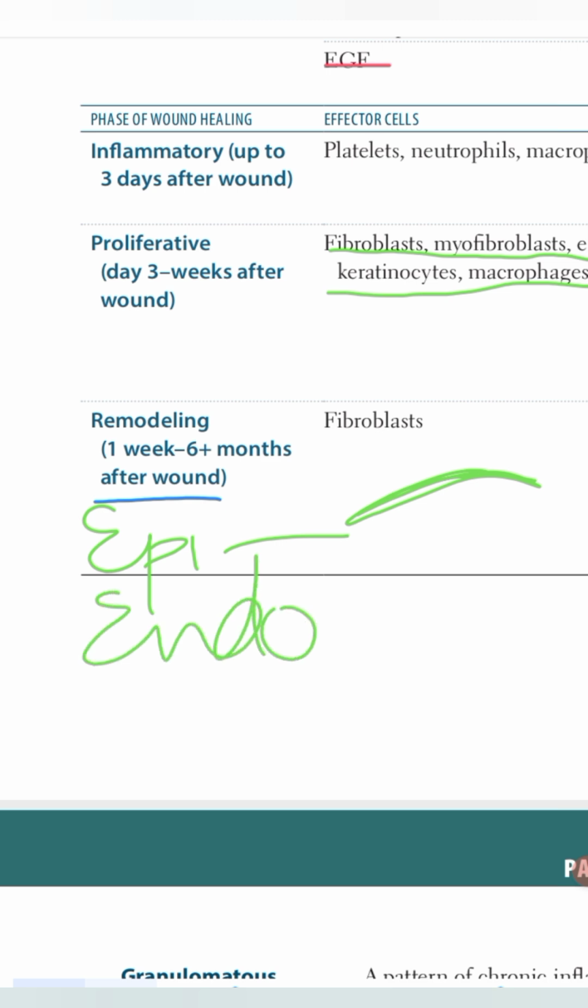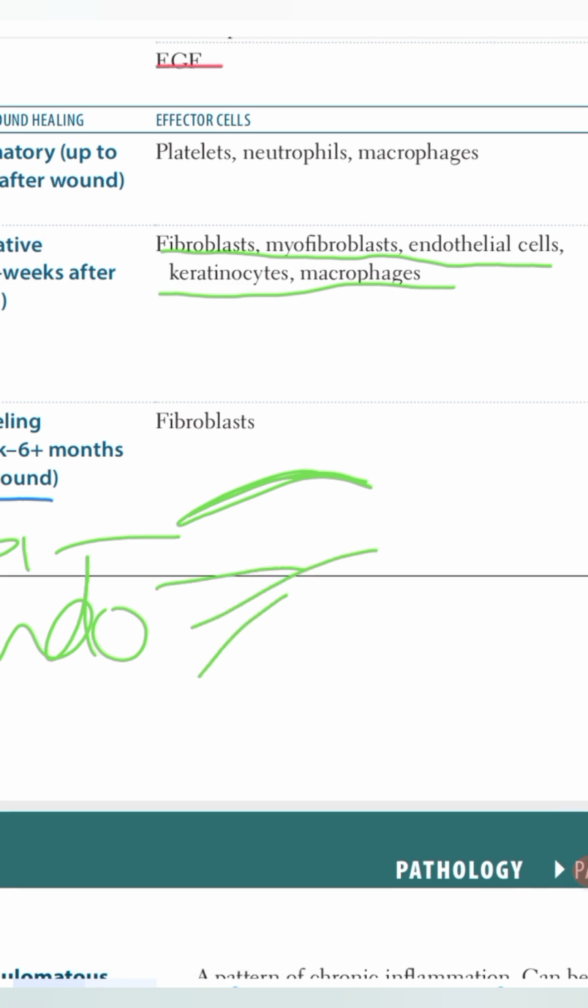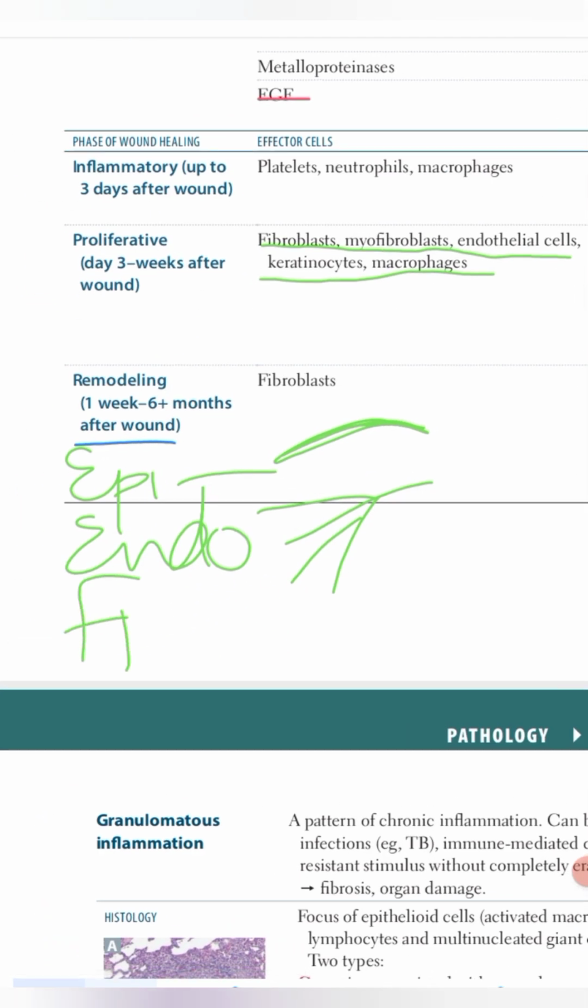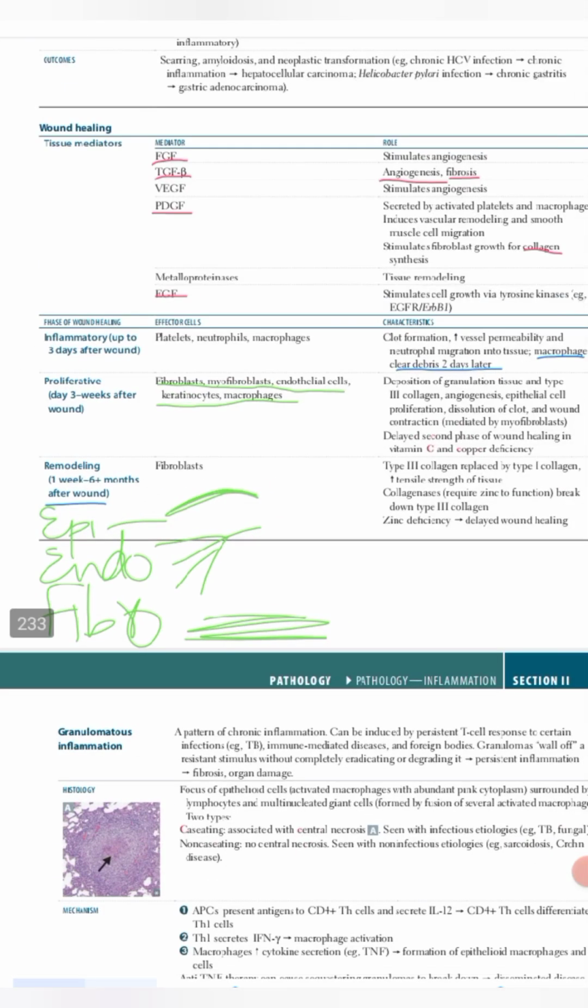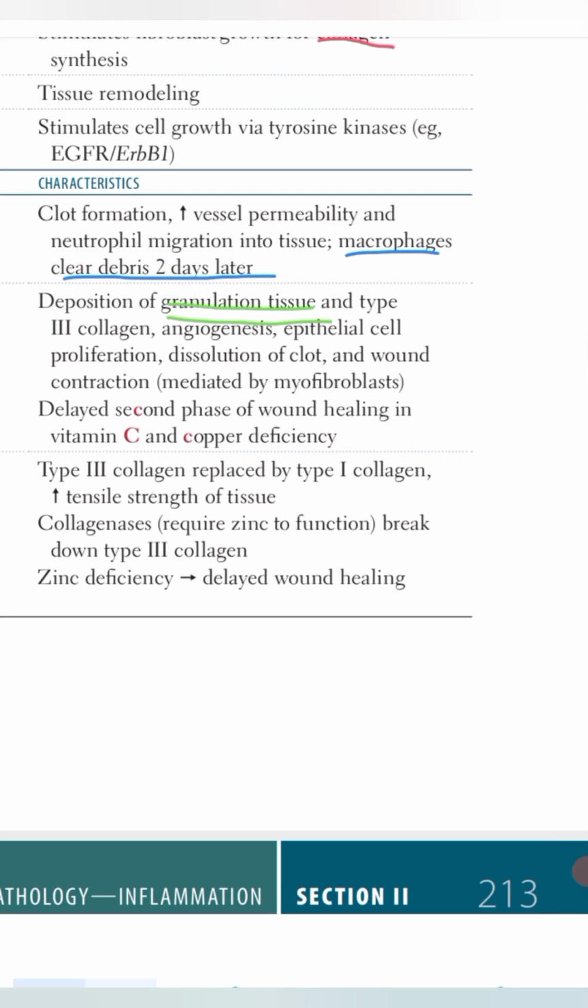Next are the endothelial cells. Endothelial cells will come and they proliferate to form the new blood vessels. They will be involved in the process of angiogenesis. Next, fibroblasts. Fibroblasts will come, proliferate, and migrate into the site of injury, and they lay down the collagen fibers. Collagen fibers that form the scar. Next, there will be formation of granulation tissue. Granulation tissue is very important.